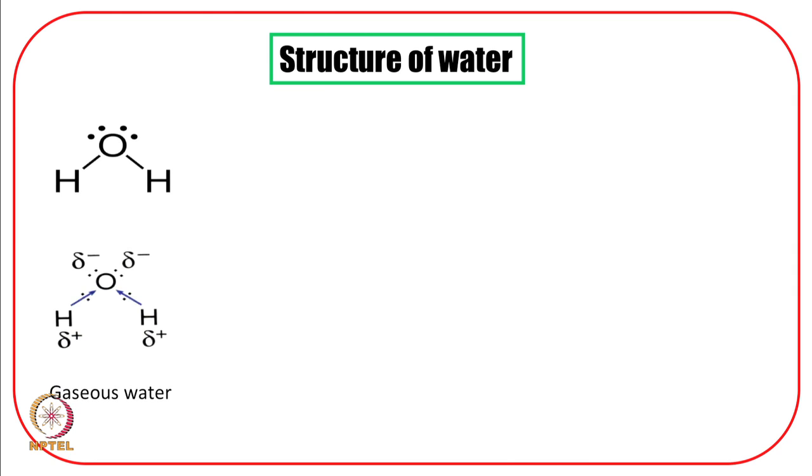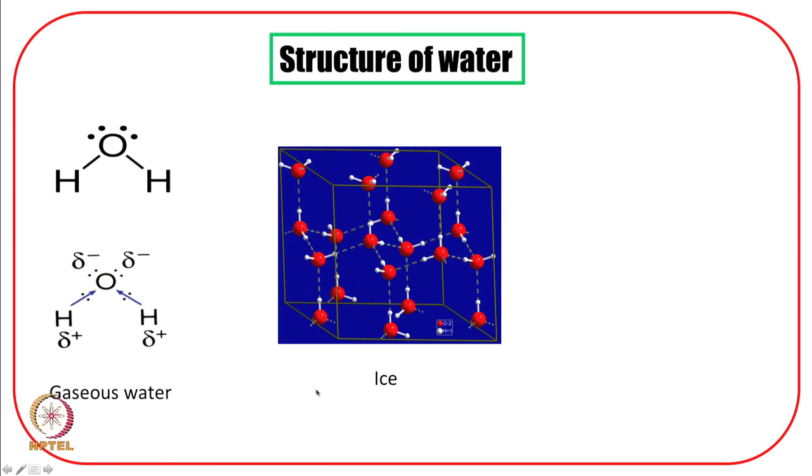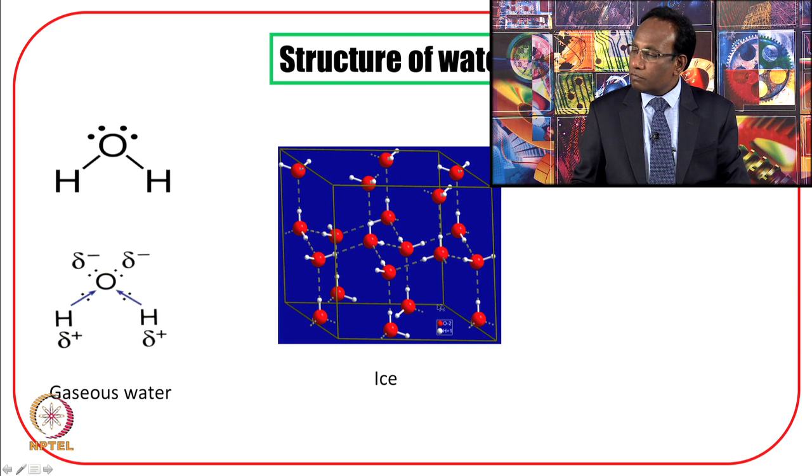For example, let us talk about the structure of water. This is the structure in the figure, the structure of a gaseous water molecule. In ice, there is a regular tetrahedral network of water molecules, and the water molecules are bonded to each other through hydrogen bonding. You can see each oxygen is tetrahedrally surrounded by 4 other oxygens, and in between 2 oxygens there is a hydrogen which is bound either through a covalent bond or through a hydrogen bond. But what I want you to appreciate is the open structure of ice, which is a regular tetrahedral network structure.